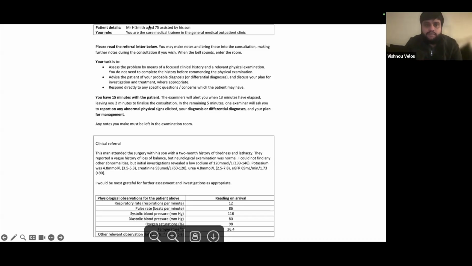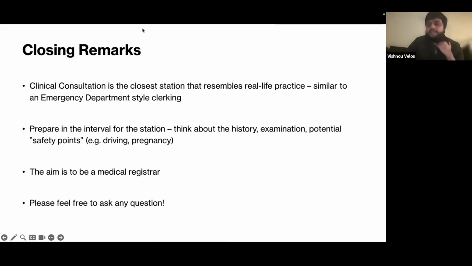Right. So let's try and summarize then. We've done three cases and we worked through an example. I've tried to select things that are slightly different. I think the clinical consultation is the closest station that, in my mind, resembles real life practice. So it's sort of the ED style clerking.